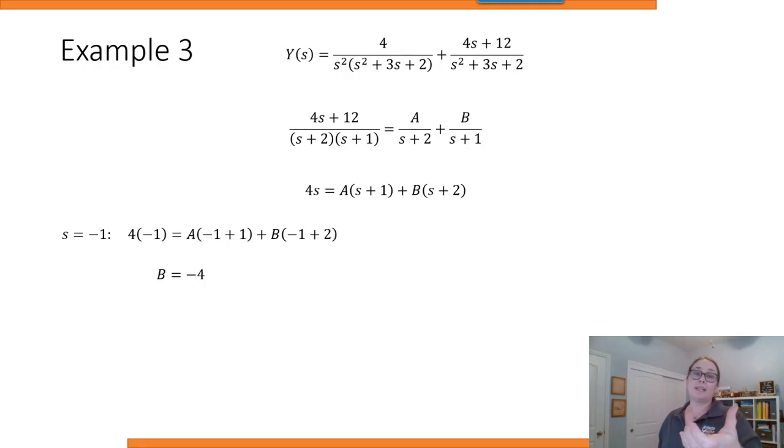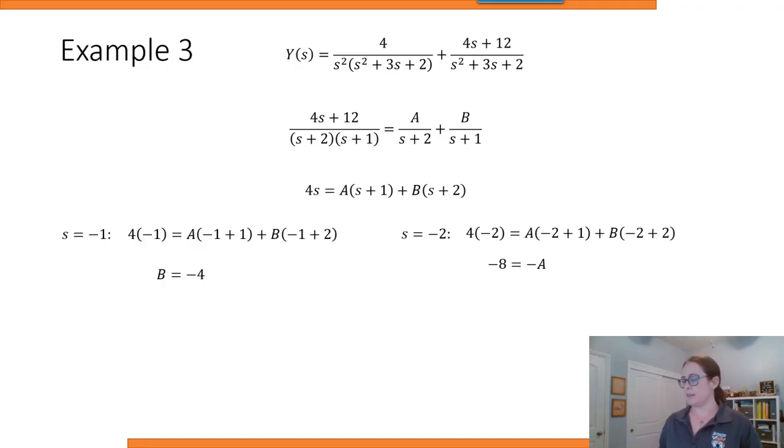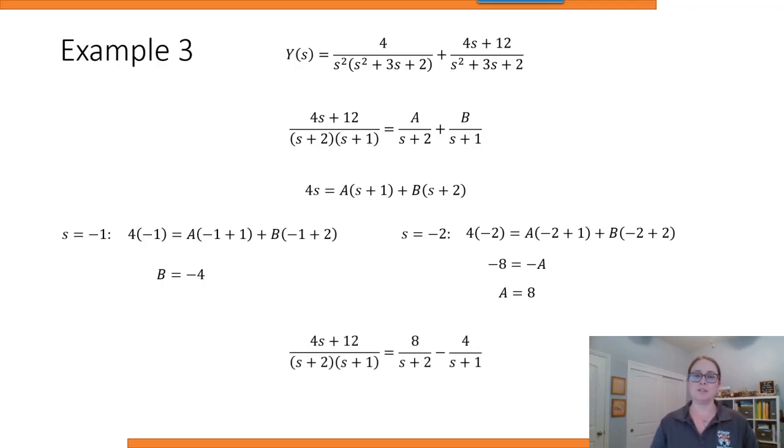And now if I want to find A, let's choose s equals -2. This time it'll zero out the B term and allow me to solve for A. So if s equals -2, and I plug that in everywhere, I'm going to get a -8 on the left side. The B term cancels out, and I have -A equals -8, which means that A equals 8. So pretty quickly, I found A and B, and I can rewrite my fraction as this decomposed set of fractions, 8 over s plus 2 minus 4 over s plus 1.